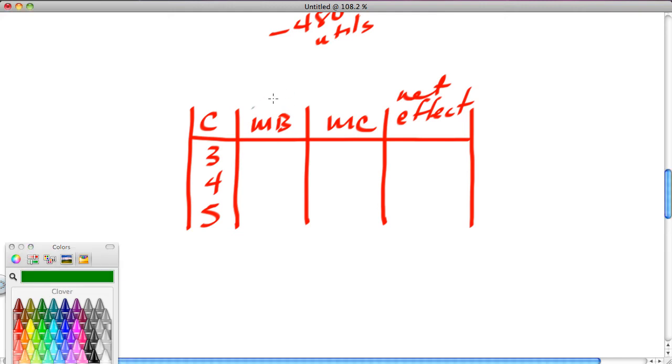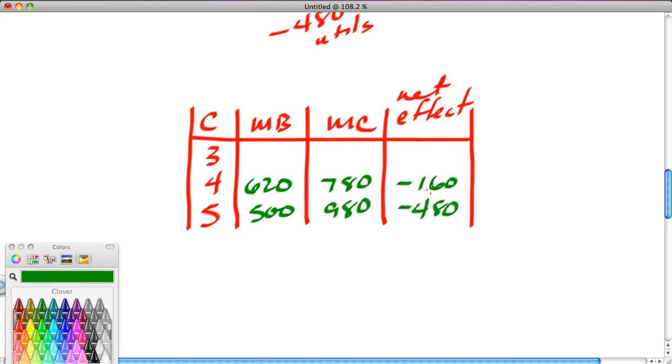The marginal benefit of the 4th coffee is 620. The marginal cost is what? 780. The net effect is minus 160. The marginal benefit of the fifth coffee is 500. The marginal cost is 980. The net effect is minus 480. So what do we see here? We see that as we consume more coffee, the benefit is dropping, but the cost, the opportunity cost, is increasing. Why? Because we're giving up increasingly valuable rolls.